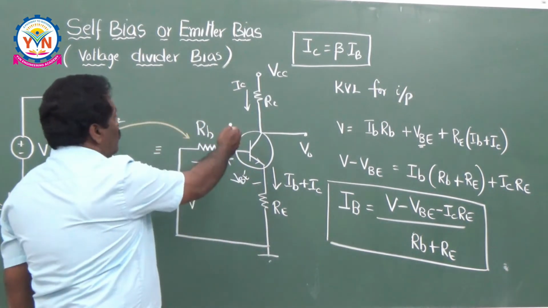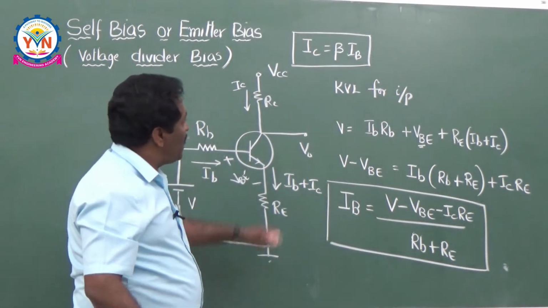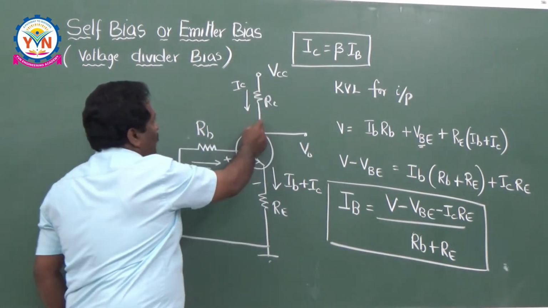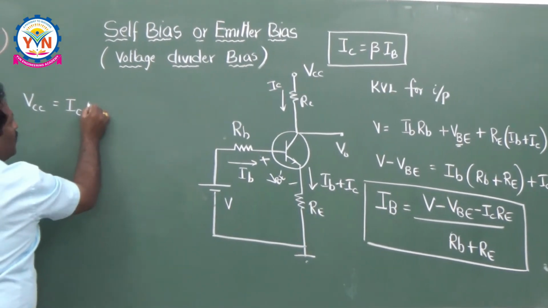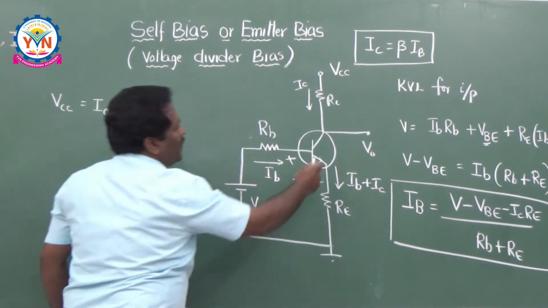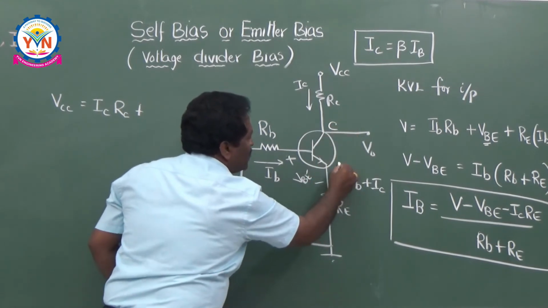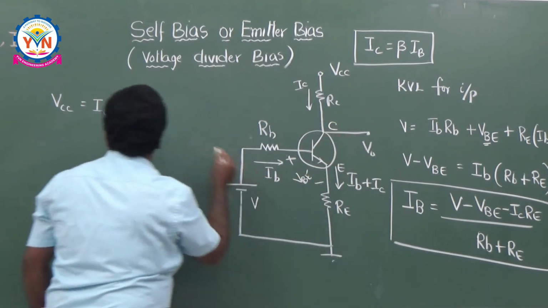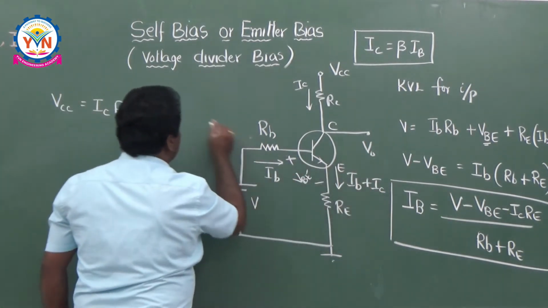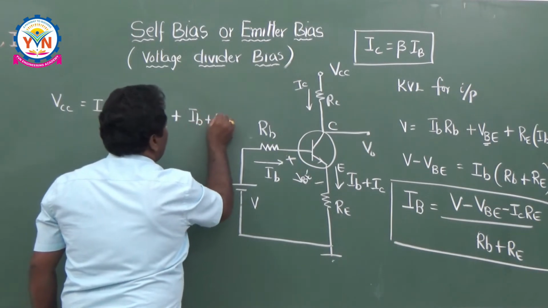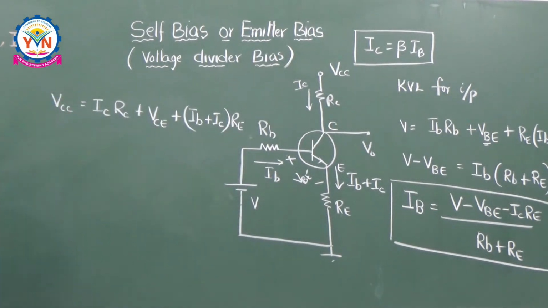So how to write down the output loop equation? Writing the KVL for the output loop, VCC, the applied voltage, is equal to IC RC plus VCE, this is the collector terminal and this is the emitter terminal, plus RE into IB plus IC into RE. So this is the way of writing this KVL.